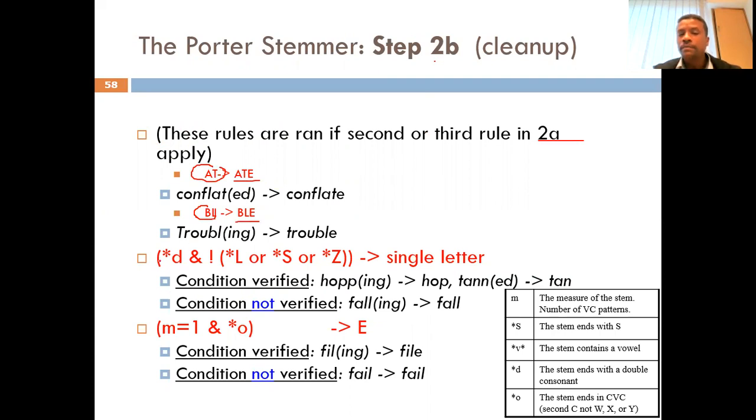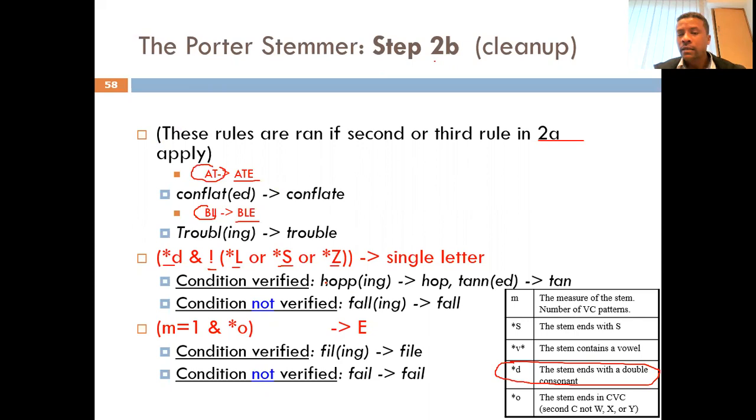And the other one, mind you, what does asterisk D mean? Here, it means if it ends with a double consonant, and if that consonant is not L or S or Z, meaning other than these. Mind you, this is a not sign. If so, change it to a single consonant.